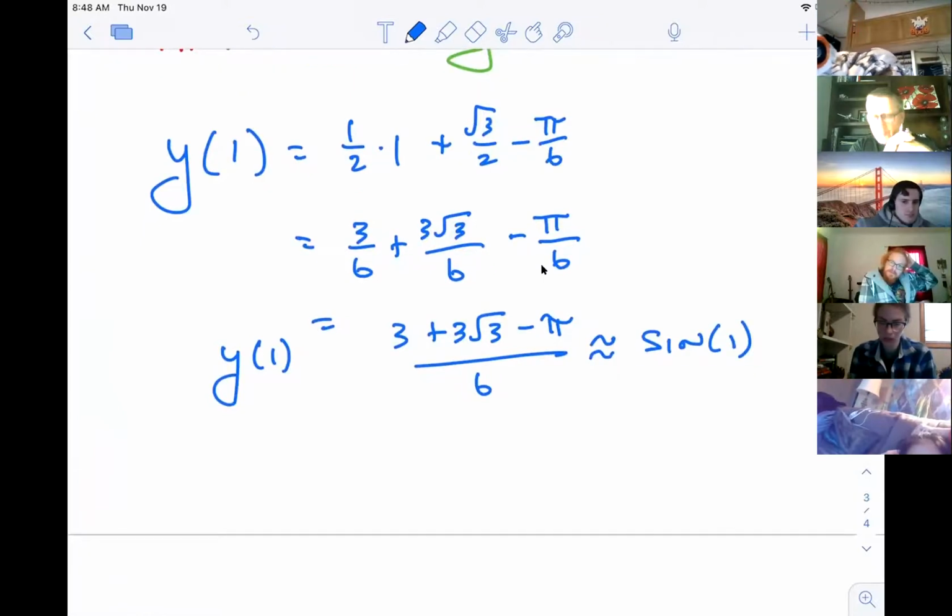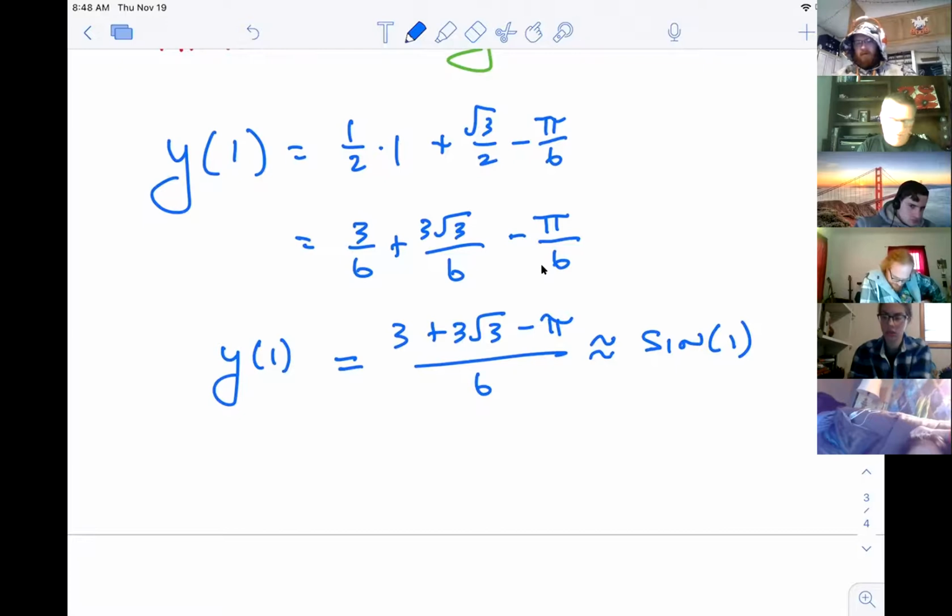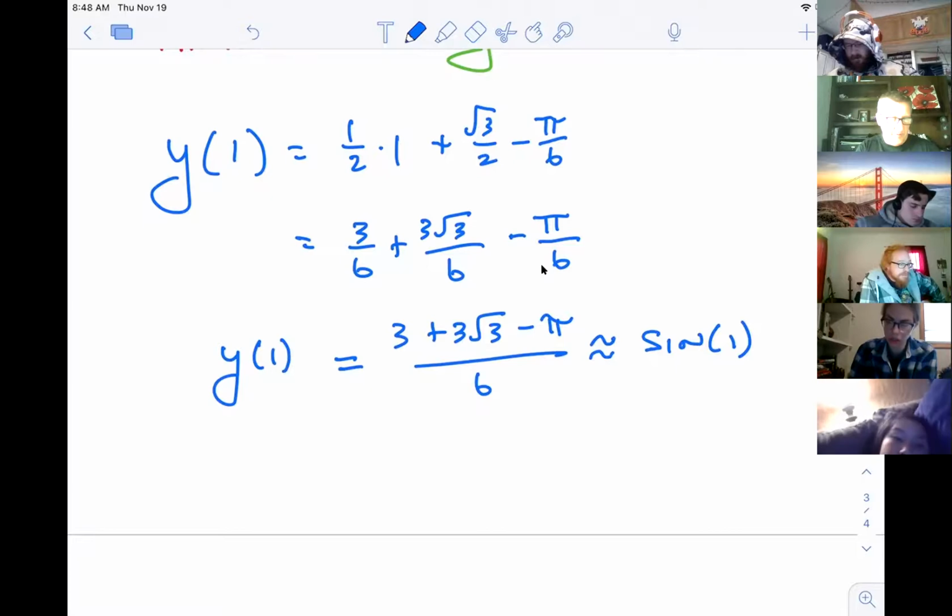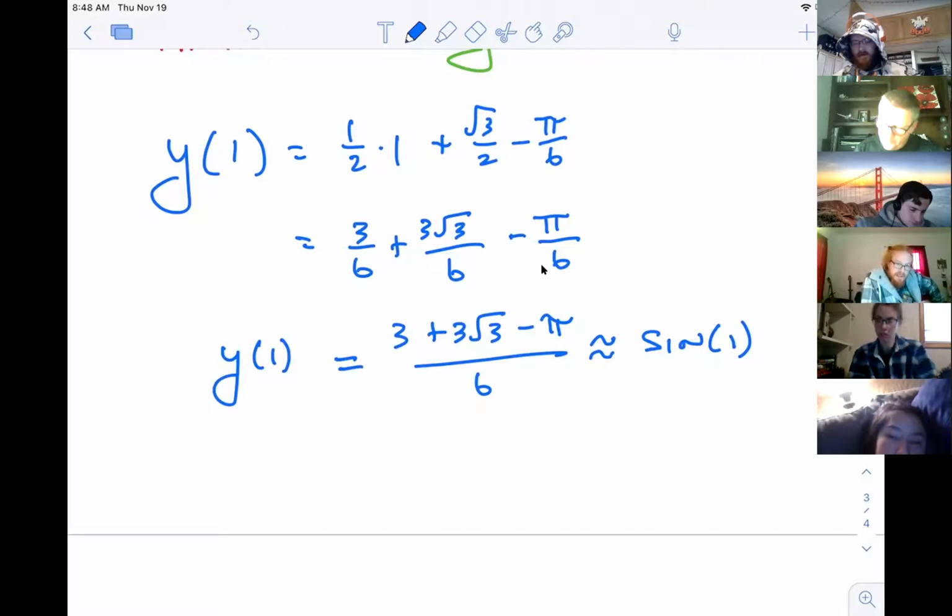Now, again, I think it's funny to say equals here. I don't think it makes a whole lot of sense to say equals here and act like you got sine of 1 exactly right. Of course, I find myself looking at that number going, well, that doesn't really help much. So I want to figure out what it is. 3 plus 3 square root 3 minus pi is 5 point something, all divided by 6. So this is approximately 0.842.